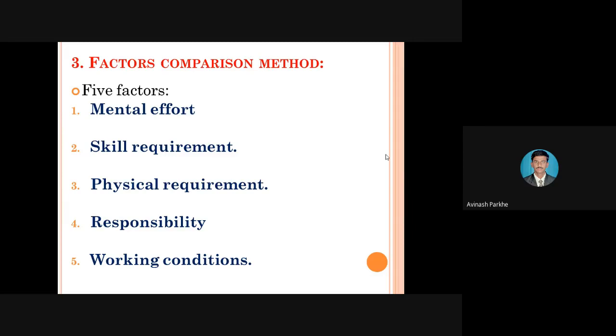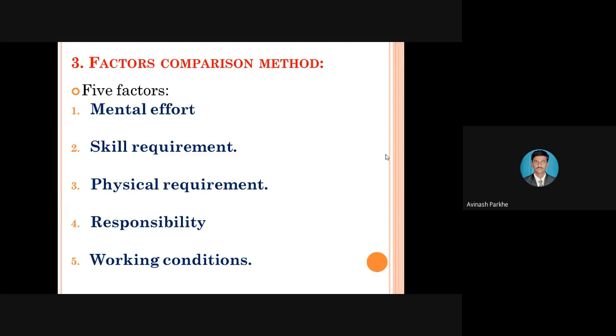Suppose we have to go for the job evaluation process, or we have to implement the job evaluation process in your industry. If I'm using this factor comparison method, then these 5 factors are considered for comparison purposes. One job is given to you, or one object is given to you, and the person comes and does the job evaluation process, and during that evaluation these 5 factors are to be considered.